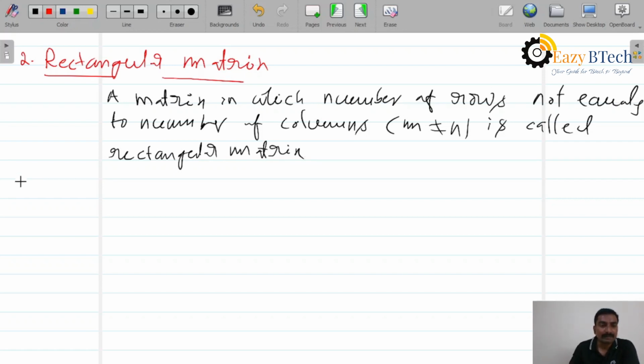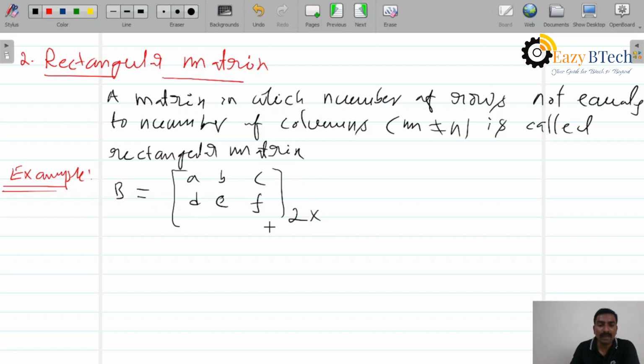See an example. B, this capital letter, denotes the entire matrix: a, b, c, d, e, f. In this matrix, a, b, c is the first row and d, e, f is the second row, so there are two rows. Columns: a, d is one column, b, e the second column, c, f the third column, so there are 3 columns. Therefore the number of rows m equals 2 and the number of columns n equals 3.